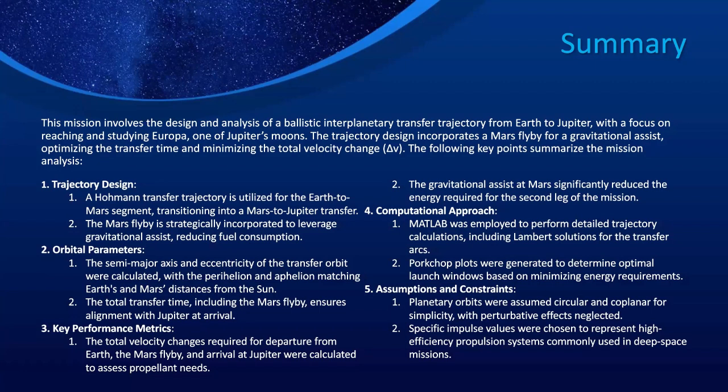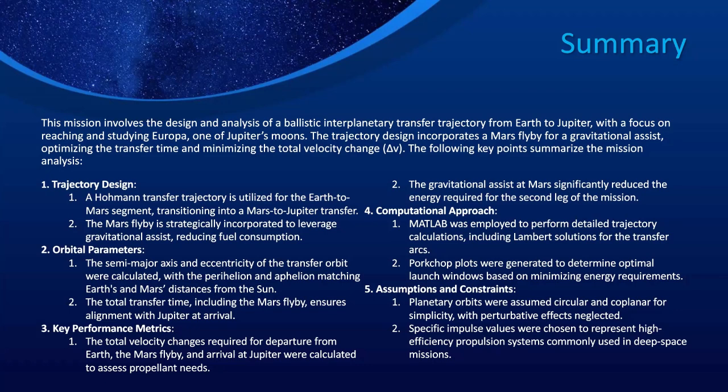The trajectory design was a transverse trajectory utilized for the Earth to Mars segment, and also for the Mars to Jupiter transfer. The Mars flyby is strategically incorporated to leverage gravitational assist, reducing fuel consumption, as we only had a limited amount of C3 for the expendable Falcon Heavy rocket. So we are unable to just do it all by consuming fuel, so the gravitational assist was used.